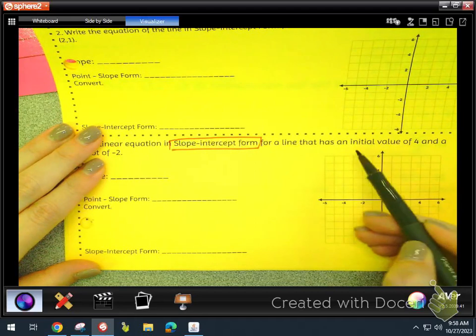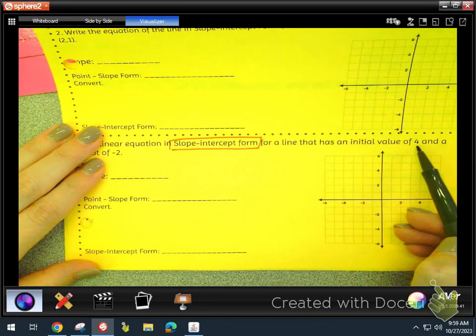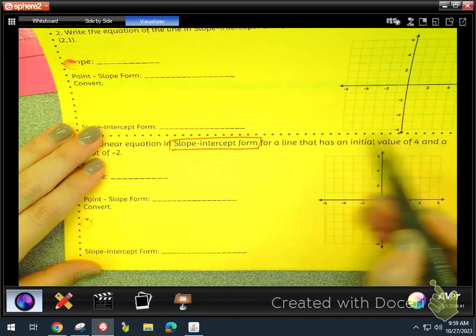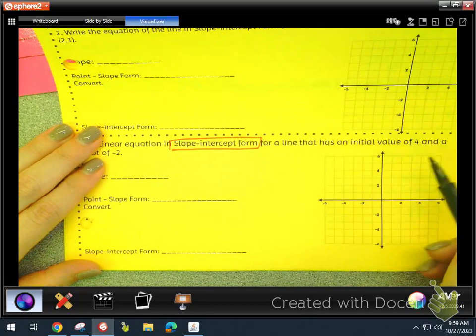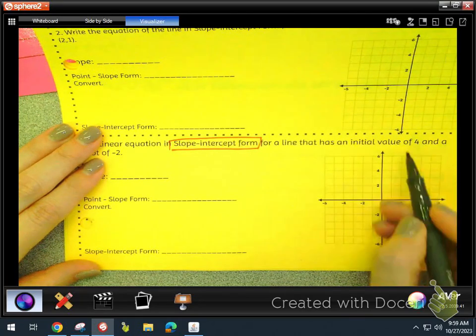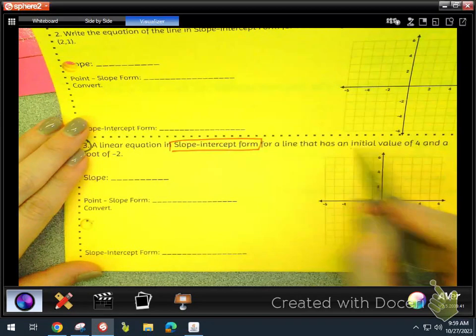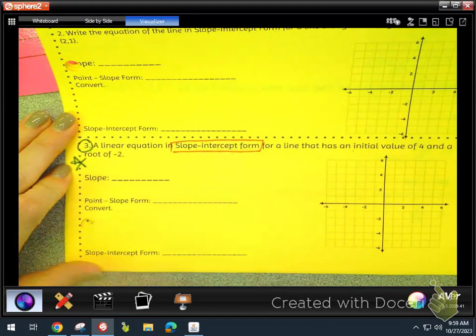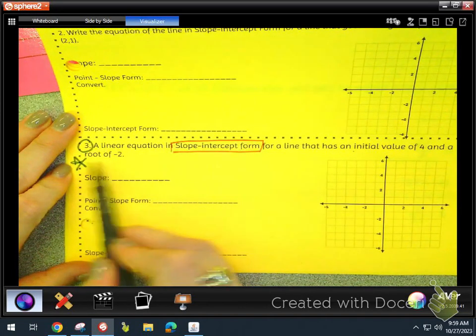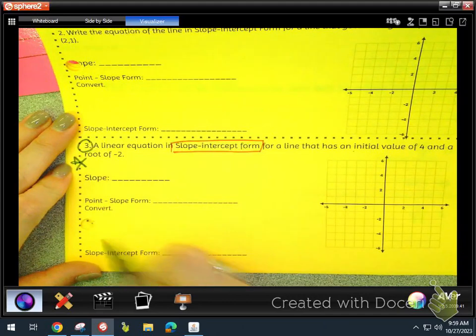But here's what we know. A line has an initial value of 4. Is that written as an ordered pair? No. But we've got to know how to write that as an ordered pair. An initial value of 4 and a root of -2. Again, another point not written as an ordered pair. So this is why we reviewed that vocab. What is an initial value?